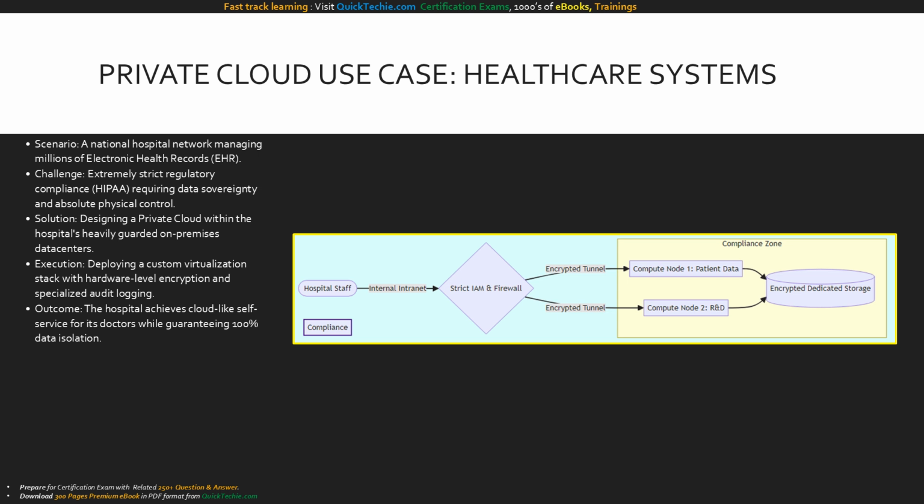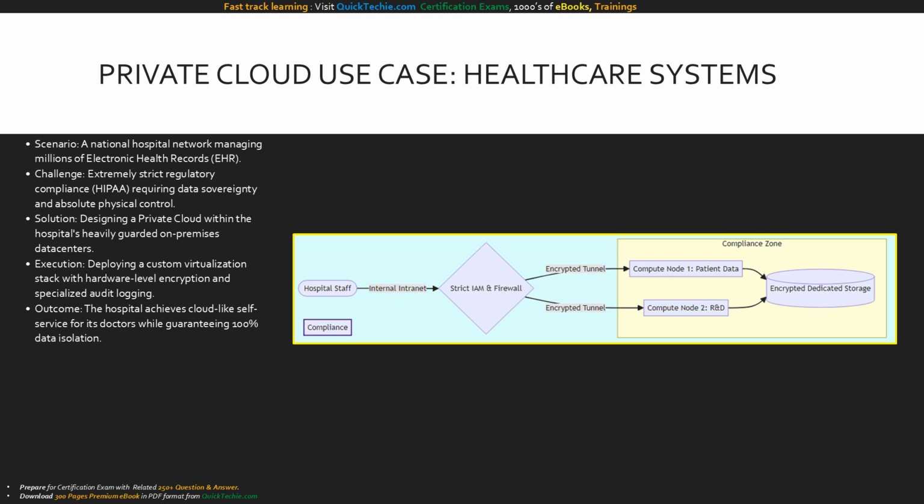This flowchart illustrates the highly secure flow of data in our healthcare private cloud scenario. On the far left, hospital staff initiate a request over a secure internal intranet, completely bypassing the public internet. This request hits the strict IAM and firewall security gate. From there, traffic flows through encrypted tunnels directly into dedicated compute nodes. Notice the box labeled Compliance Zone wrapping around our compute nodes and our encrypted dedicated storage (SAN). This visual grouping represents the physical and logical perimeter that satisfies regulatory auditors.